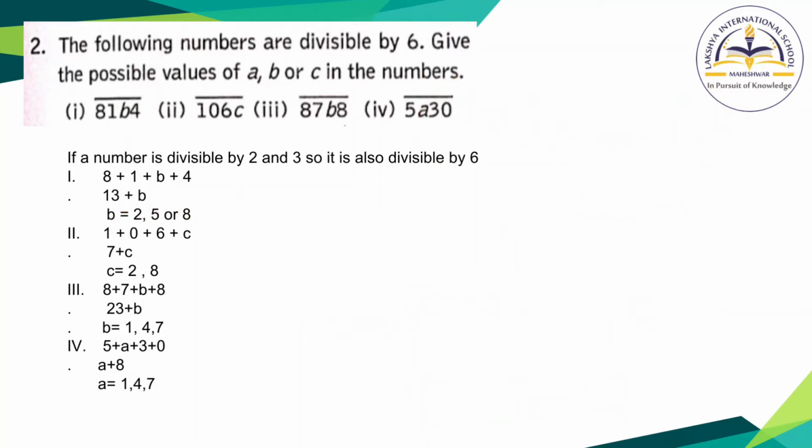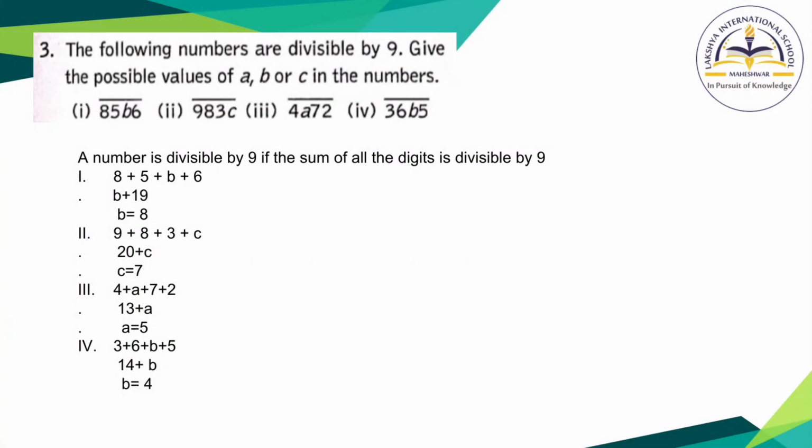So in this way you have to solve the second question. Now question number 3: the following numbers are divisible by 9. Give the possible values of a, b or c in the numbers. 85b6. Again you have to find the value of a, b and c. A number is divisible by 9 if the sum of all the digits is divisible by 9.